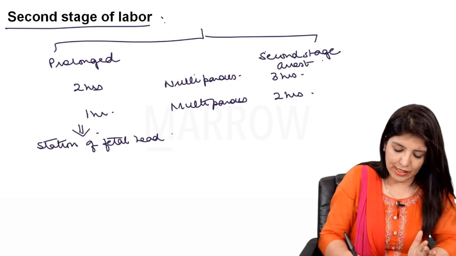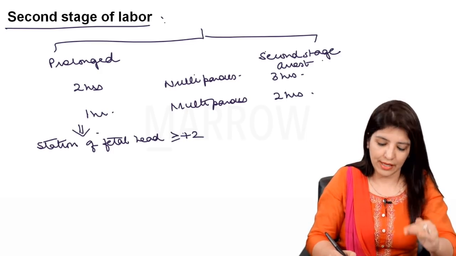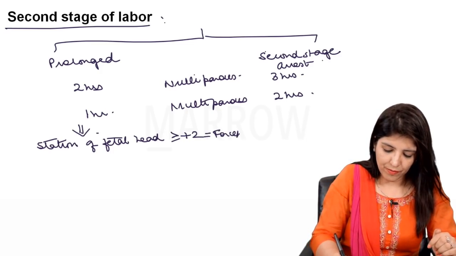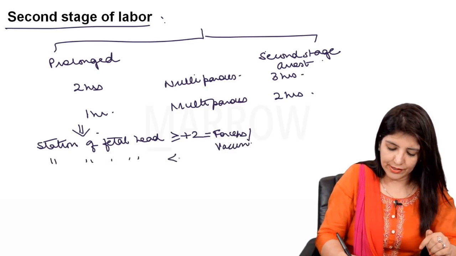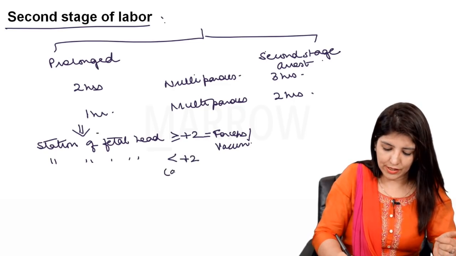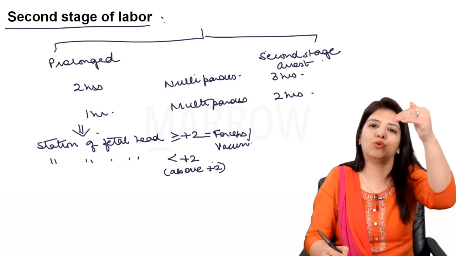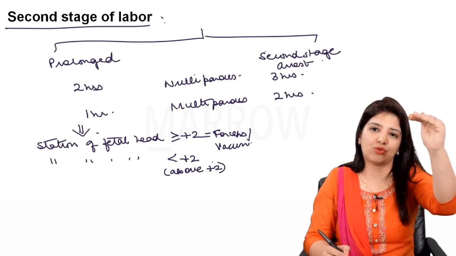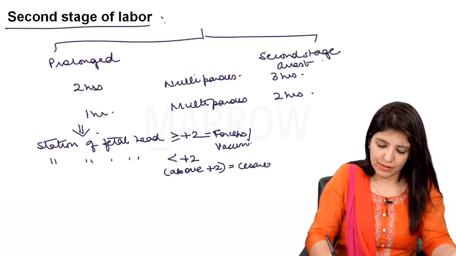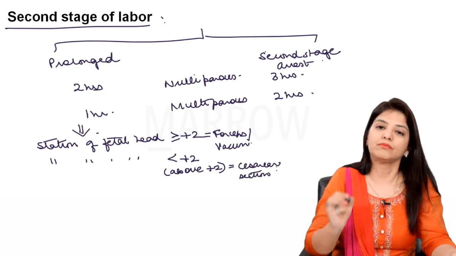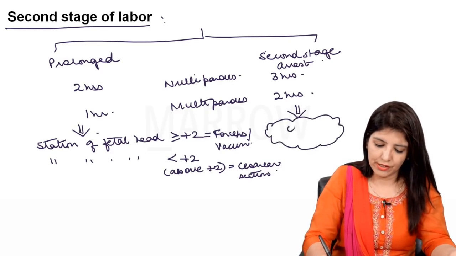If station of fetal head is more than or equal to +2, that means it is at +2 station or below that, in that case you are going to use forceps or vacuum to deliver the baby. If the station of fetal head is less than +2, in other words, it is above +2, right? Less than +2 means +1, 0. Then in that case, you cannot apply forceps or vacuum and you will have to do cesarean section. Right? Management of second stage arrest always and always is cesarean section.